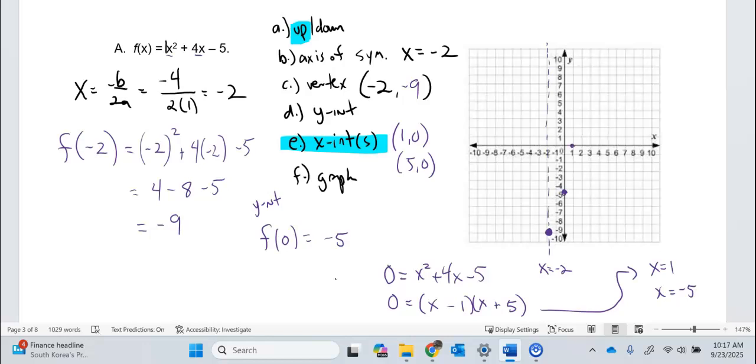Plot those. Oh, I got a mistake somewhere. -5, 0. I knew, and that's what's good about this, I knew if I had 5, I made an error. That's not a parabola. So I went back and I noticed I went a little too quick. So I knew it was -5. And now I got a nice looking parabola.